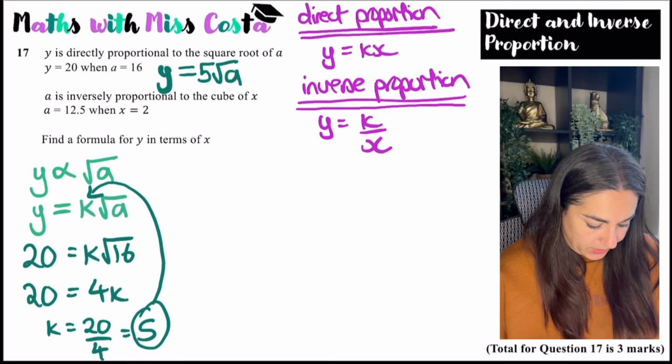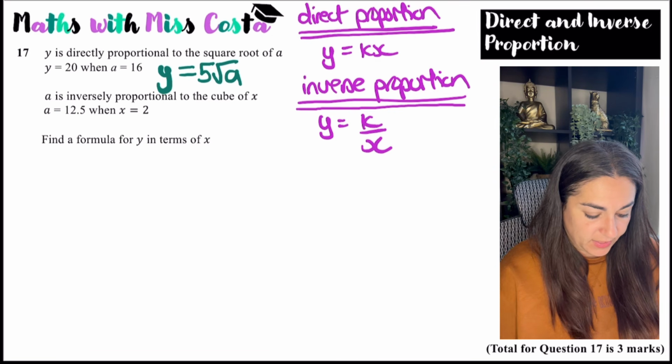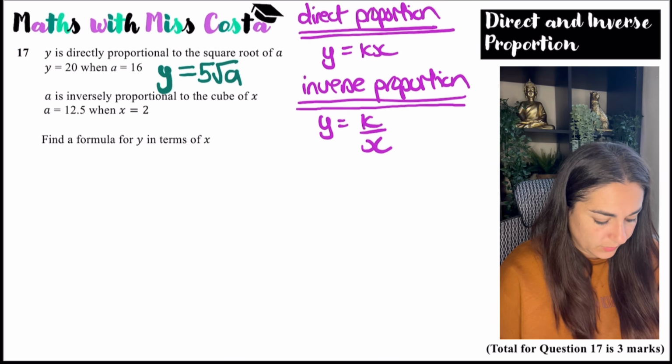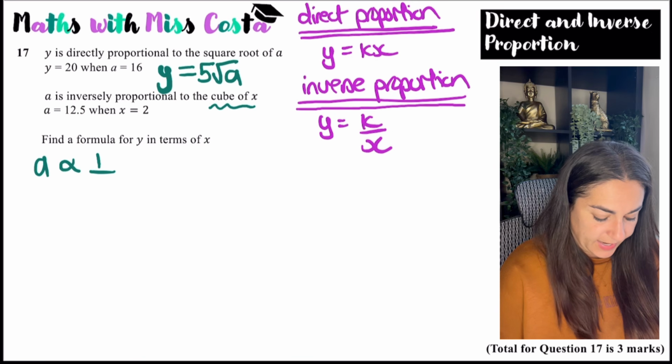Okay, so that's the first part of the question. Now we're going to do the inverse proportion part. So a is inversely proportional to the cube of x.